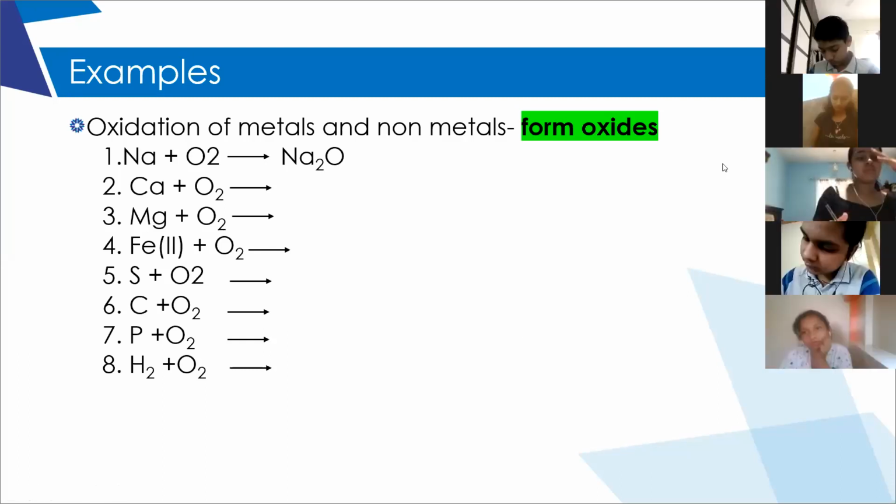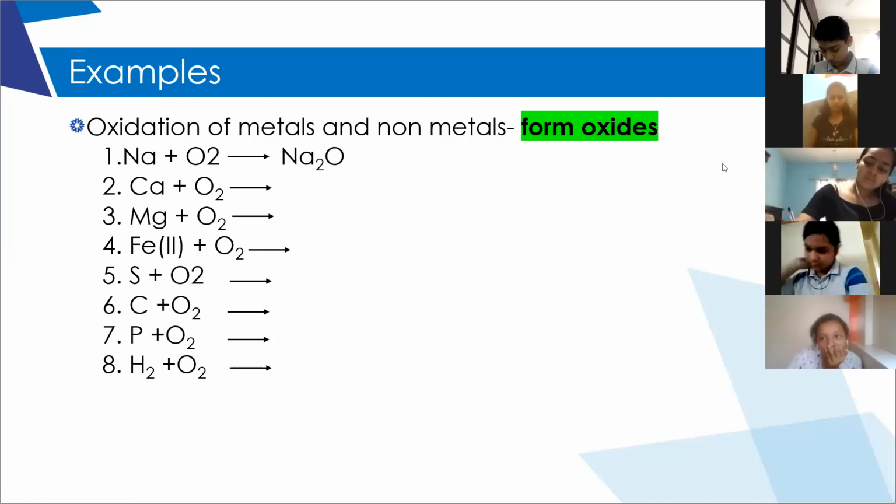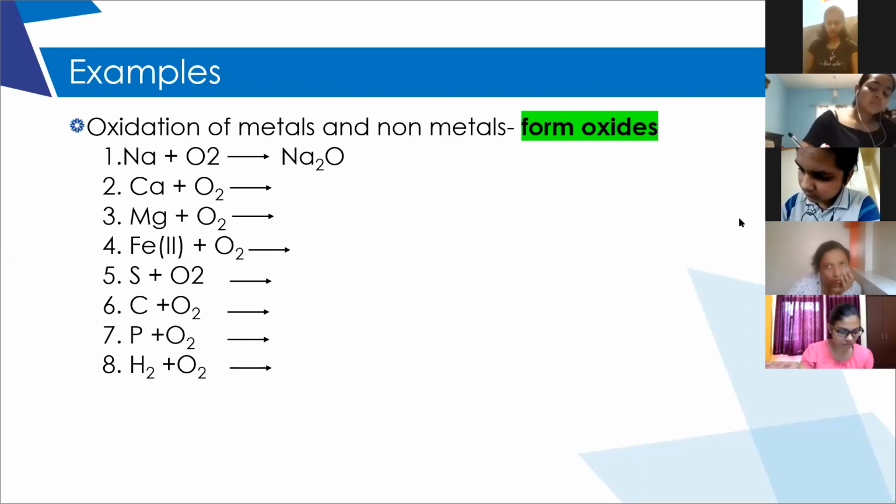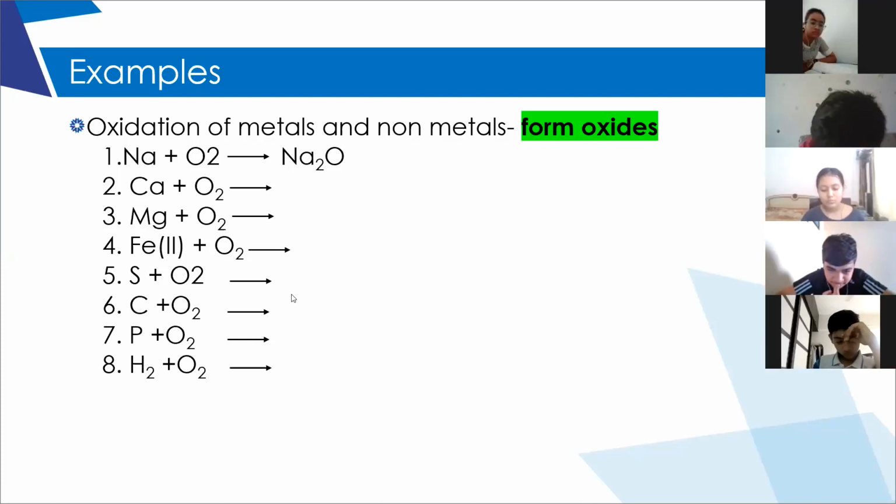Then coming to non-metals, sulfur plus oxygen. Yes, Neo. SO2. Yes, SO2. All the non-metals, we generally give the name with the number of the elements also. Sulfur dioxide. If it is SO2, we'll write it as sulfur dioxide. Right?